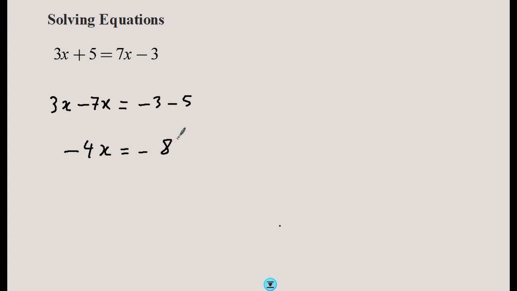Now, I would rather not write this. It's more professional to say that, okay, you want to divide both sides by negative 4, so x equals negative 8 divided by negative 4, and that equals 2. In the case of such a simple equation, I would even accept doing a lot of things mentally.